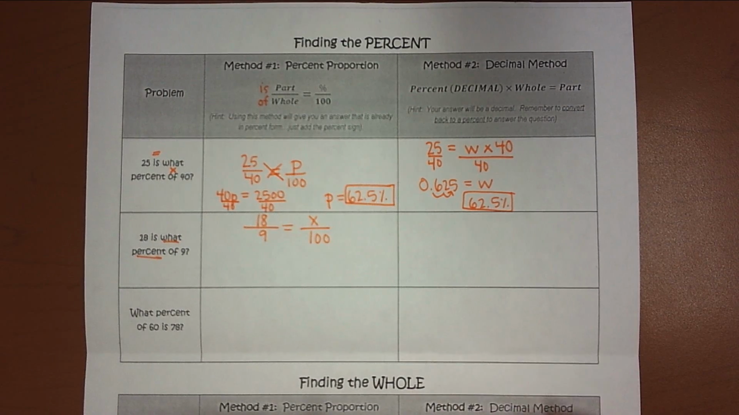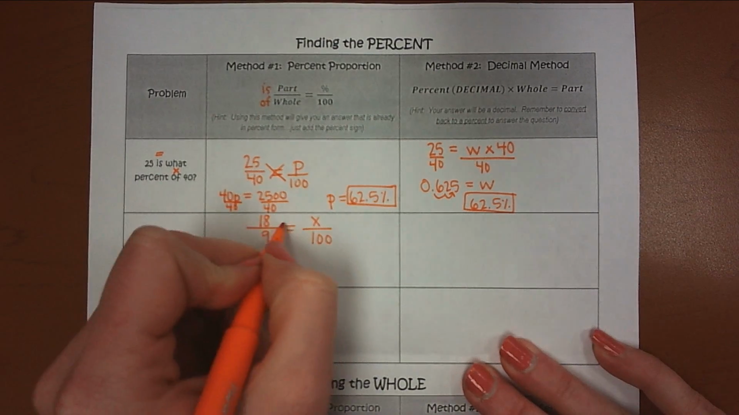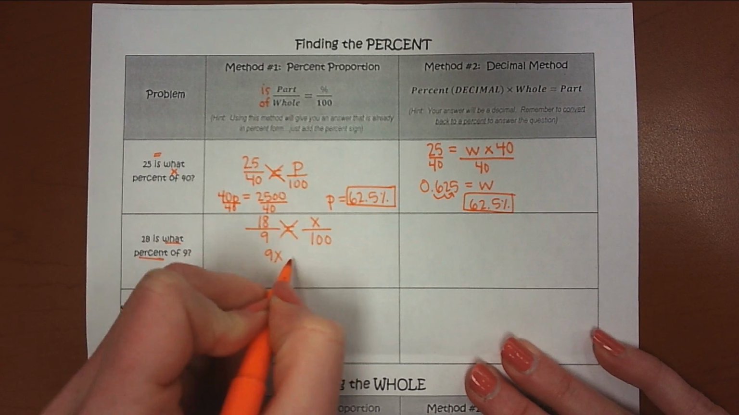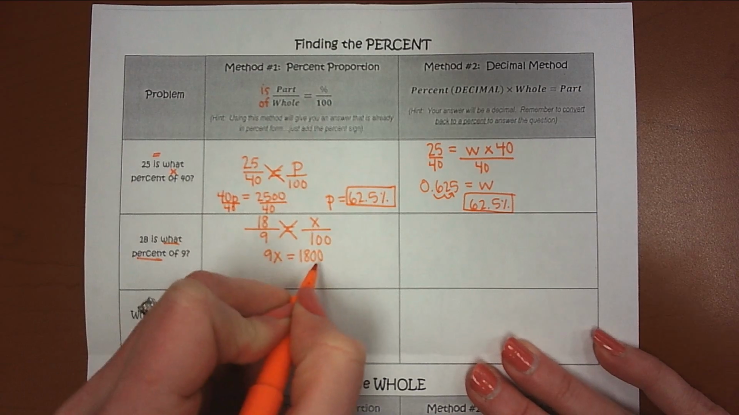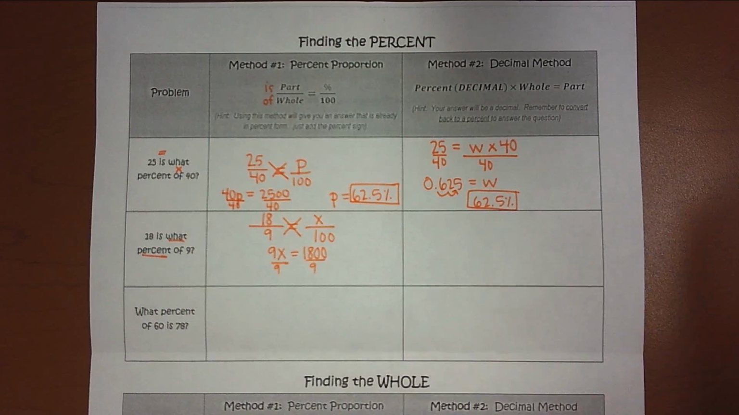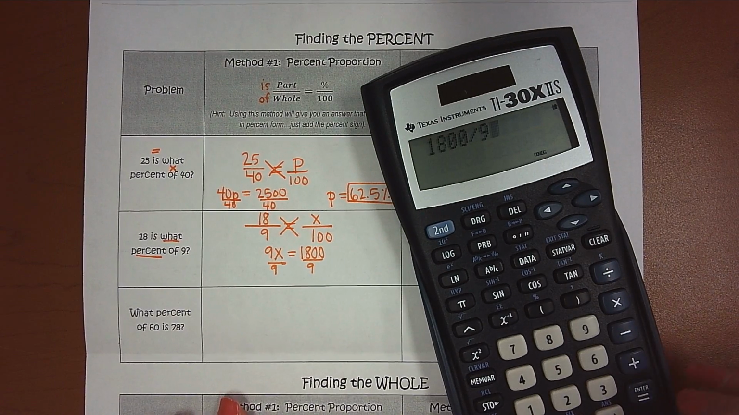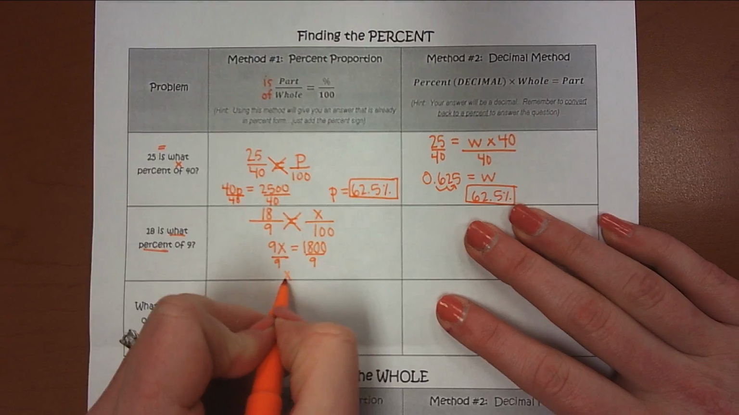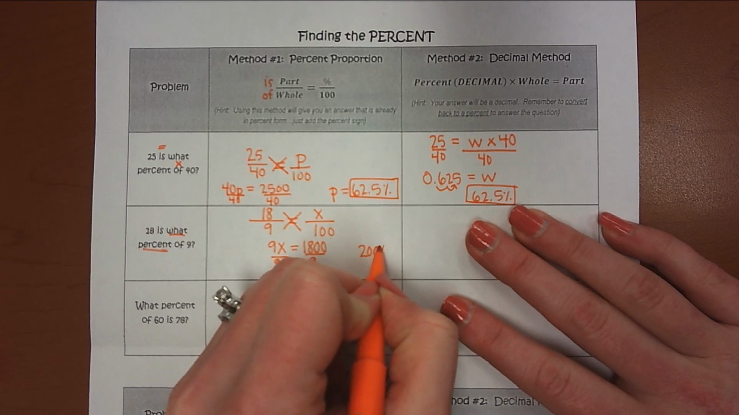Once we write our proportion, all we have to do is solve using cross products. So in this case, 9 times x is 9x. 18 times 100 is 1,800. The inverse of multiplying by 9 is dividing by 9, so I have to do that to both sides. And then if you need your calculator, you can pull that out to do 1,800 divided by 9. And you get your percent to be 200. So my percent here is 200%.